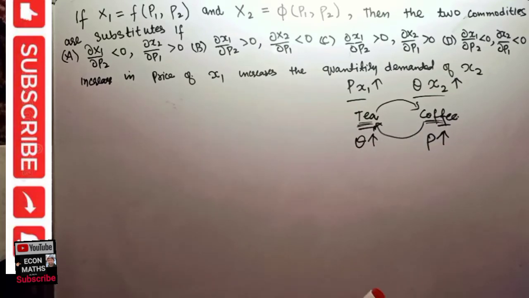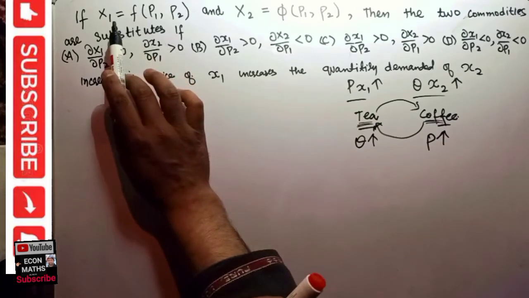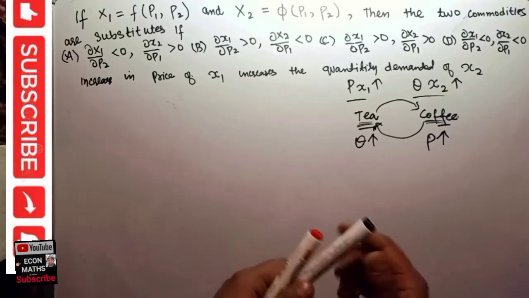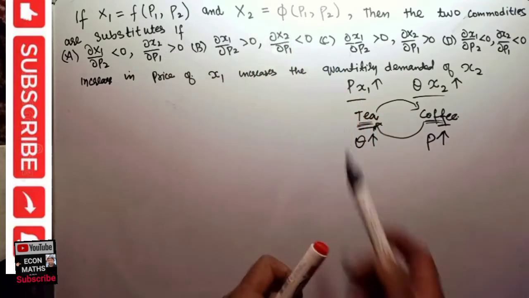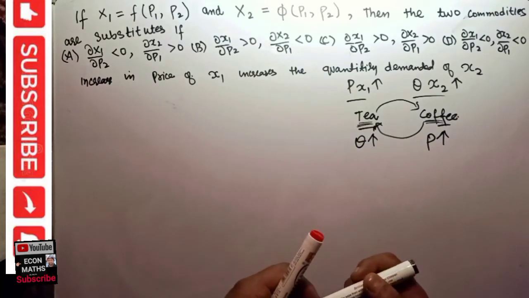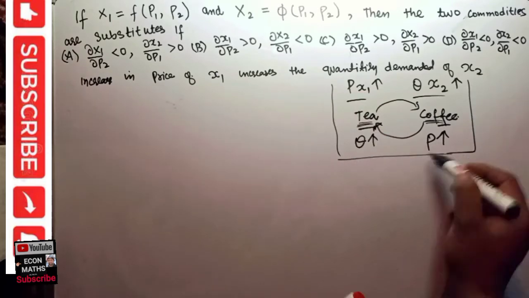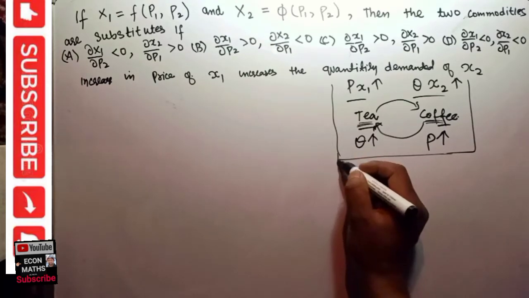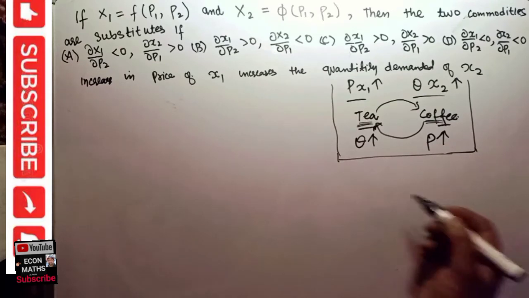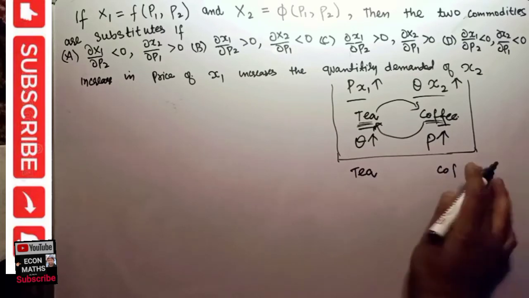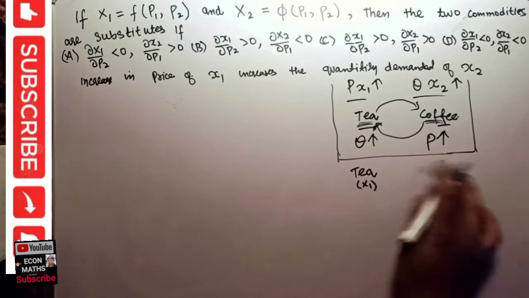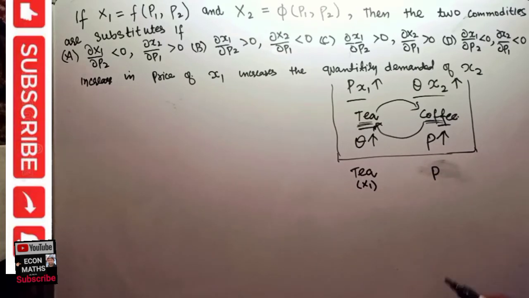Okay, now coming to the question. We are given the demand functions, that is X1 is a function of P1 and P2, and X2 is also a function of P1 and P2, that is the price of good X1 and price of good X2. Okay, so the condition for the two commodities to be substitutes, I will show it here, but first I will try to make it clear by an example. Let us say we are given tea and coffee. Tea is denoted by X1, and the price of coffee is P2.